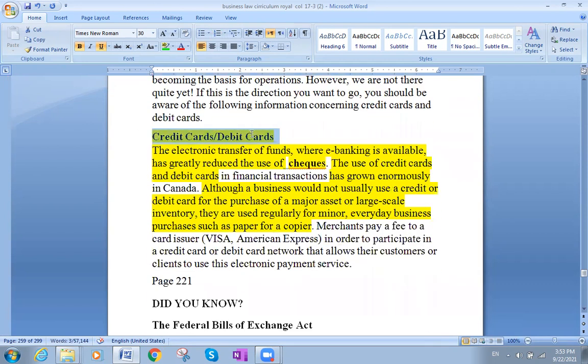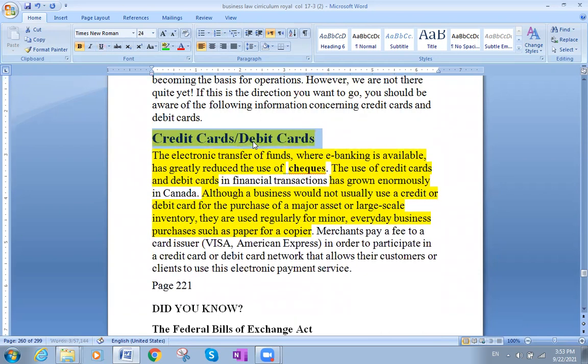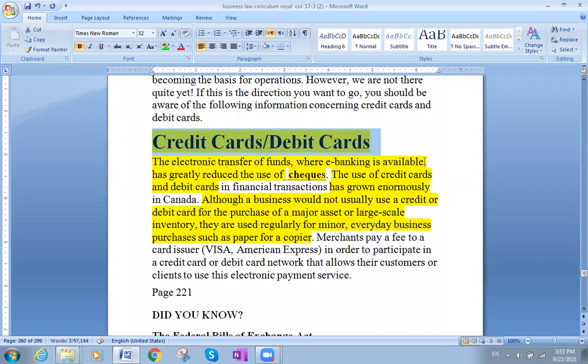We have the credit card and the debit card, and this is the first point, dealing with credit and debit cards. The electronic transfer of funds where e-banking is available has greatly reduced the use of checks. So using electronic payment, the e-transfer, has reduced the use of checks so much. The use of credit cards and debit cards in financial transactions has grown enormously in Canada.